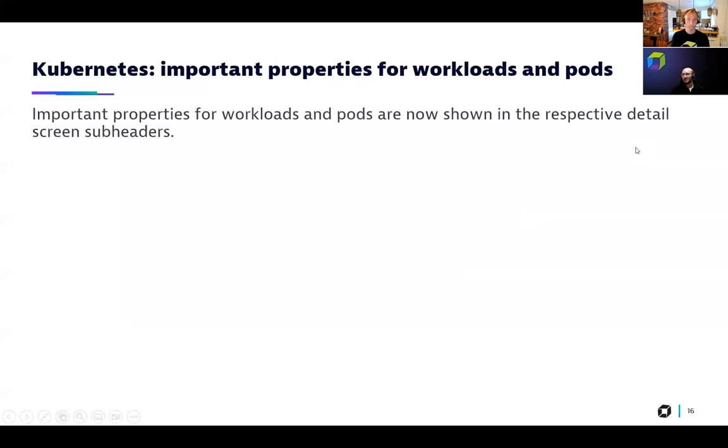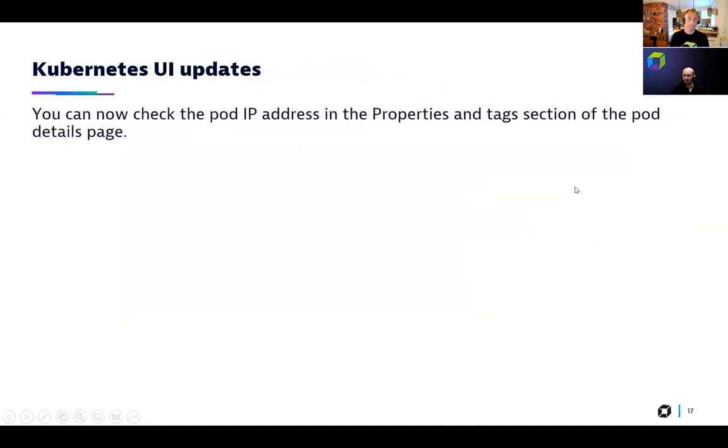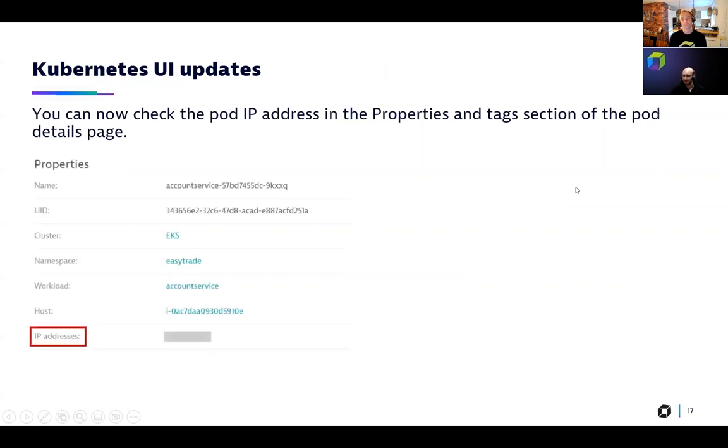Now we have started our Kubernetes updates. We have important properties for logs, for workloads or pods shown in the related subheaders. Here you can find them easily under the relevant entity. Also, we have introduced the pod IP address section under the properties of the relevant entity, relevant workloads, pod.